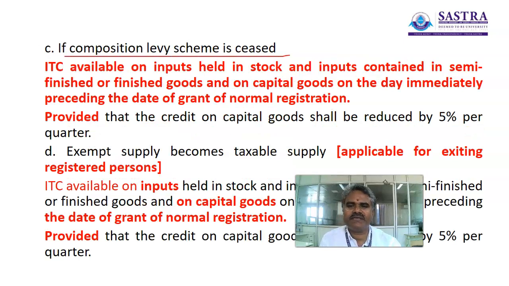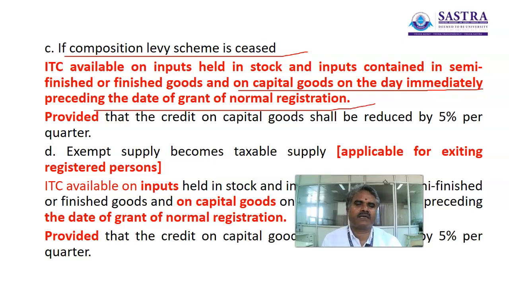If a composition levy scheme is ceased, ITC is available on input held in stock and input contained in semi-finished and finished goods and capital goods on the day immediately preceding the date of grant of normal registration, provided the credit on capital goods shall be reduced by 5% per quarter. That is very, very important. The credit on capital goods shall be reduced by 5% per quarter.